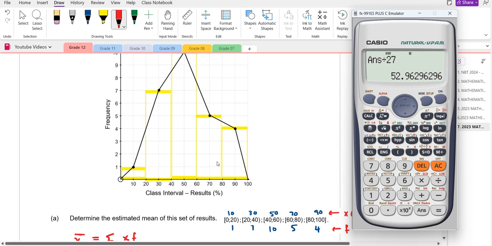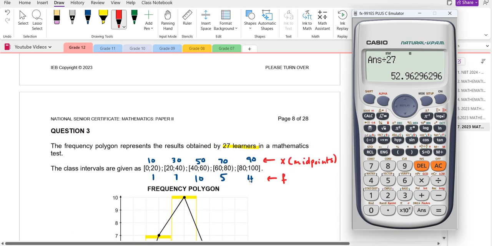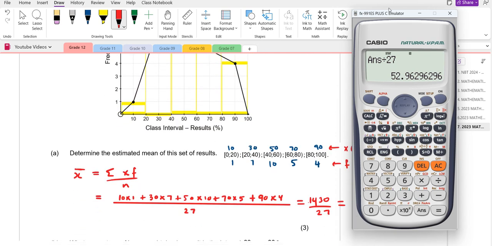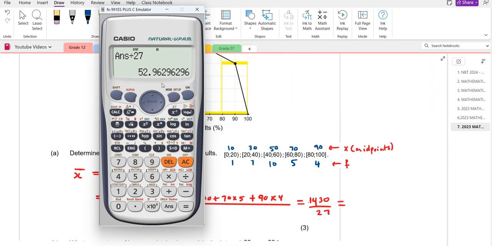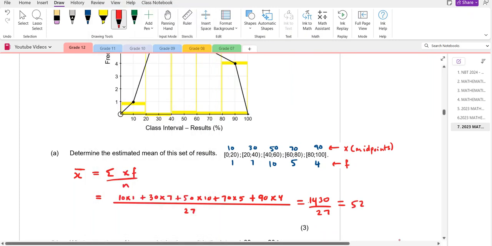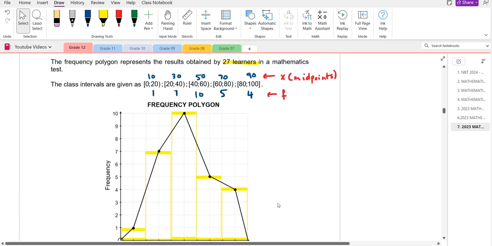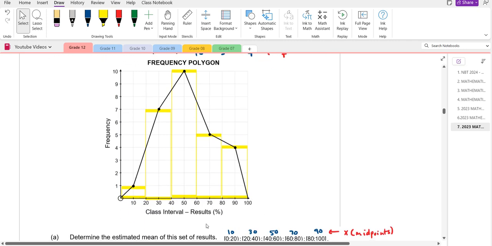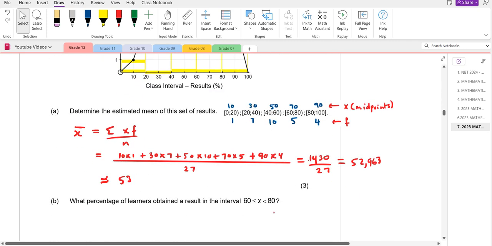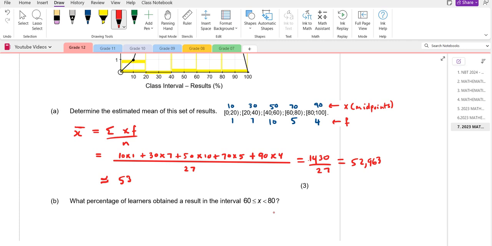52.96. How many decimals do they want though? 52.963 is my answer. So the answer is approximately, because they want one decimal, it's going to round off to 53. I hope you guys are understanding. So the estimated mean is approximately 53. If it's 53, then it should be in percentage, right? Okay, I'll just leave the answer as 53.